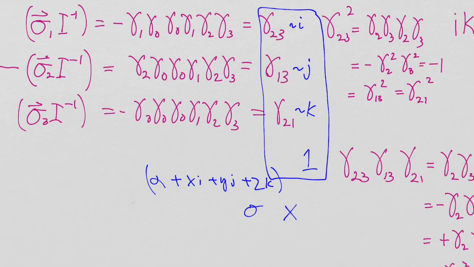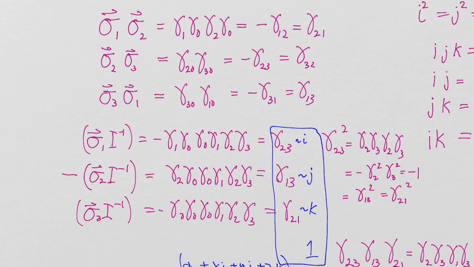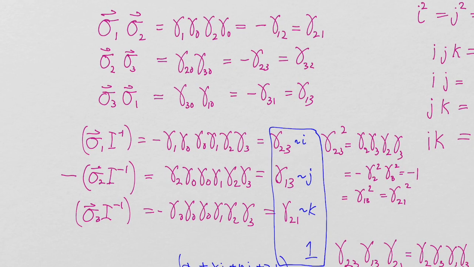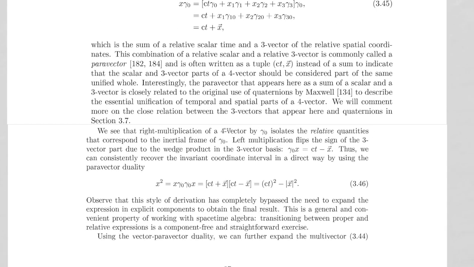Okay, so that's our little diversion into the quaternions. I don't think it'll be particularly useful for our work. It's more of a curiosity than anything else, I think. So let's continue reading. We see that right multiplication of a 4-vector by gamma 0 isolates the relative quantities. That's the relative scalar and the relative vector. That's what they're talking about here, the relative quantities.